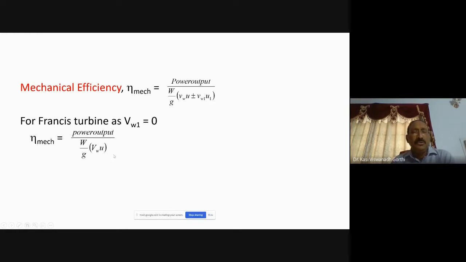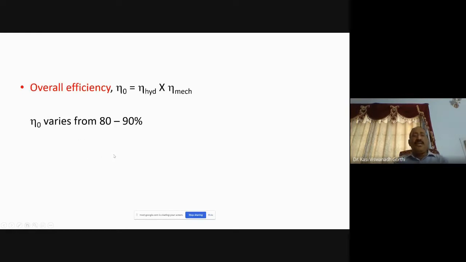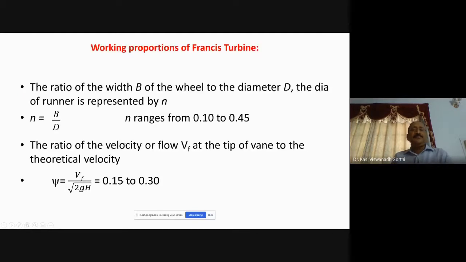Overall efficiency would be the product of hydraulic, mechanical and volumetric efficiencies. Here, volumetric efficiency would not be there because you have a complete scroll casing, and whatever water is entering will all be allowed to flow through the periphery of the turbine runner and come out. So there is no wastage of water, and hence the overall efficiency E would be equal to hydraulic efficiency multiplied by the mechanical efficiency. Usually the value of this overall efficiency may vary between 80 to 90%.